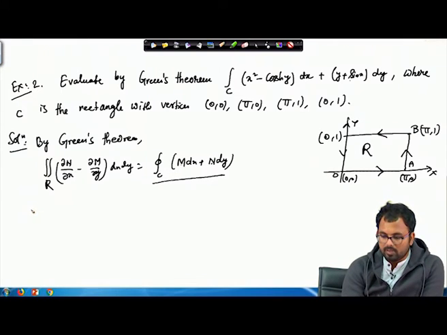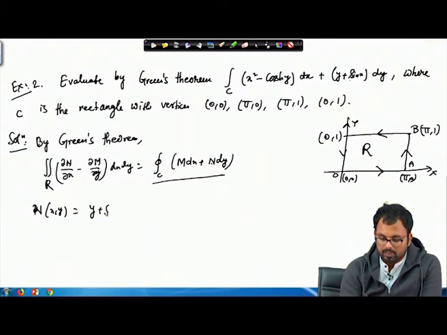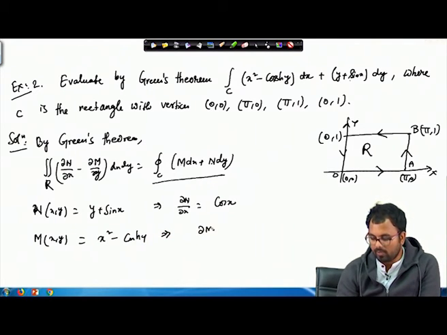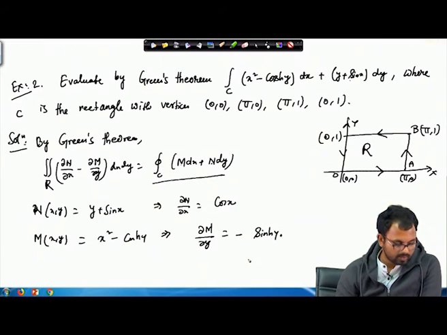If I convert this line integral into a surface integral, then our n(x, y) is basically y plus sin x. So, from here del n del x would be cos x, and our m(x, y) is x square minus cos hyperbolic y. If we differentiate, then del m del y would be minus of sin hyperbolic y, right. All right.